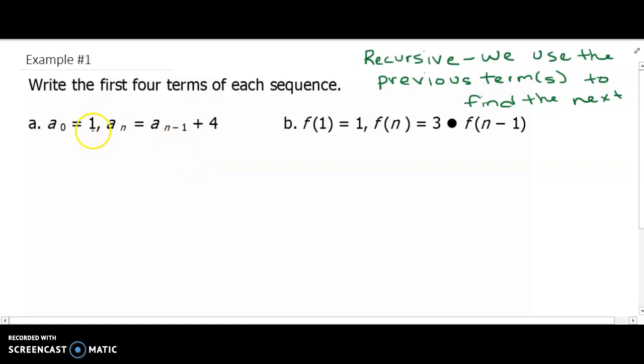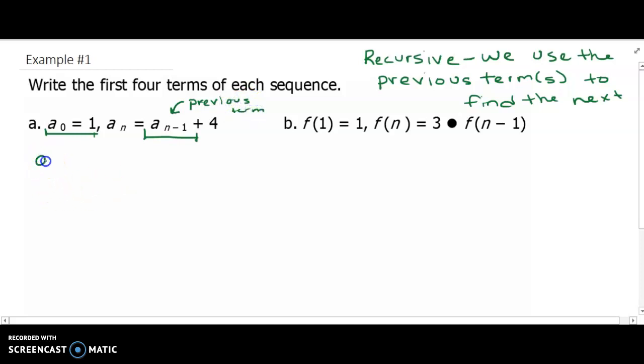In order to do that, we're always going to be given what our first term is, because we have to use that to go on. We can't just give a rule. We have to use our first term. If I look at example 1, it says write the first 4 terms of each sequence. Now, a sub n minus 1 is referring to the previous term.